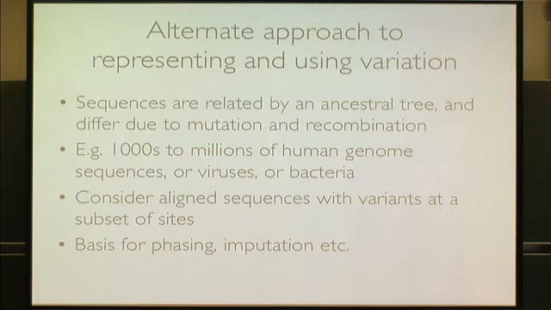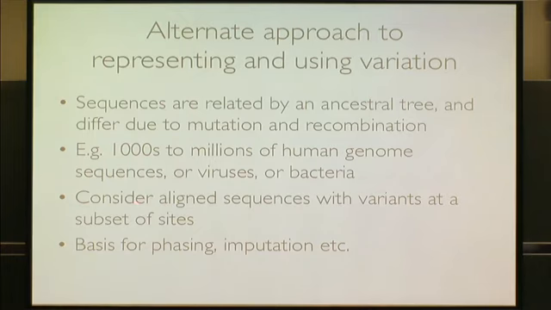So an alternative approach is to think about sequences that come from the same species, and they're related by an ancestral tree, and they differ due to mutation and recombination. And this is the situation we face in human genetics. We have thousands, and we're going to soon have millions of human genome sequences. In fact, at the haplotype level, we're currently genotyping the UK Biobank. There's 500,000 people in it. There'll be a million haplotypes, essentially, of genotype data later this year.